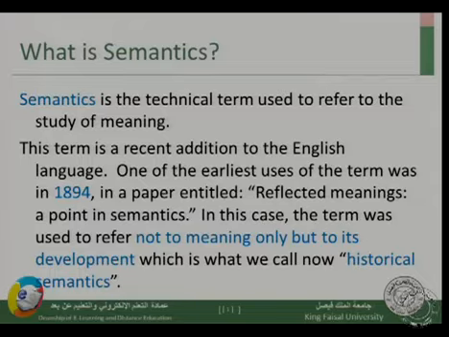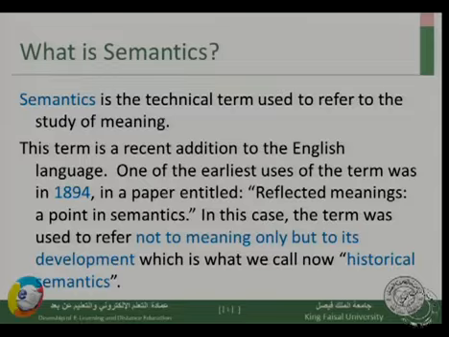This term is not an old term in English, so it didn't exist in English for long. It's actually a recent addition to the English language. One of the earliest uses of the term was in 1894, and it was used in a paper called Reflected Meanings, a Point in Semantics. But in this paper it wasn't used in the way that we use it today. It was used to refer to historical semantics, which is the study of meaning and its development. So the development of meaning is not really how we use the term semantics today. We use historical semantics to refer to this meaning.